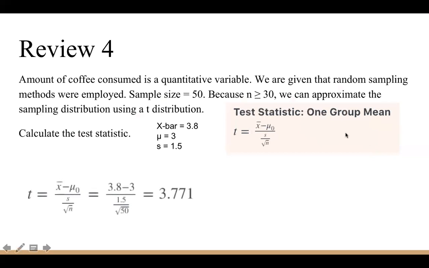Okay, great job, guys. So yes, 3.77 is our test statistic here. So it's kind of all written out there for you. Just plug the numbers into the formula. So you'll take your x bar and subtract the null parameter, and then you'll divide that by the standard deviation over the square root of the sample size, and then you'll get 3.771. So great job.